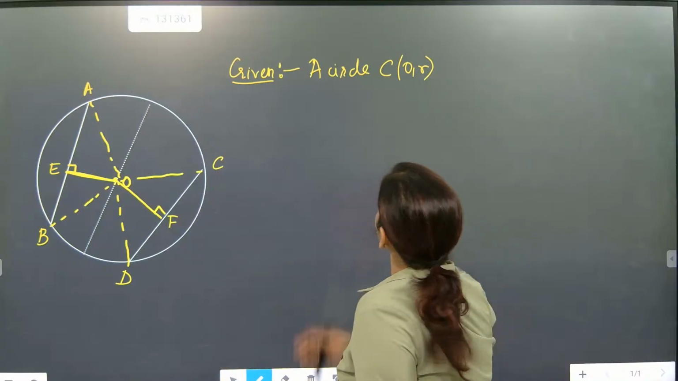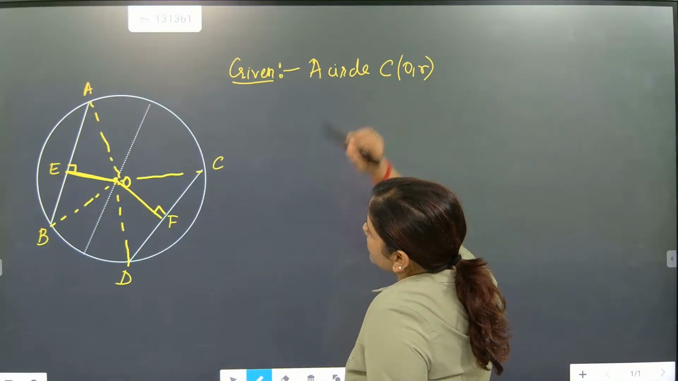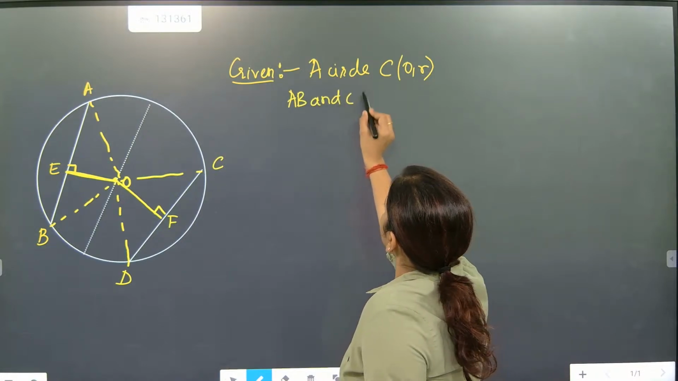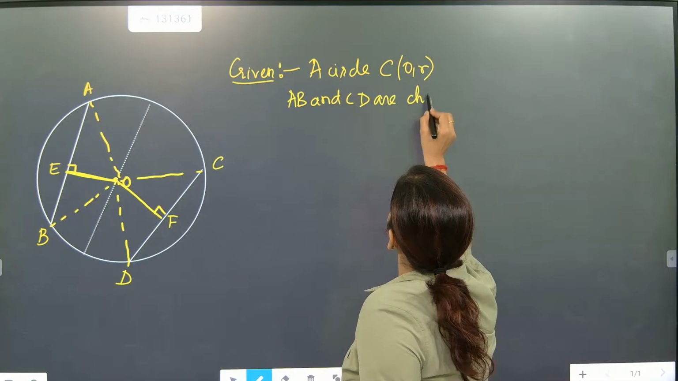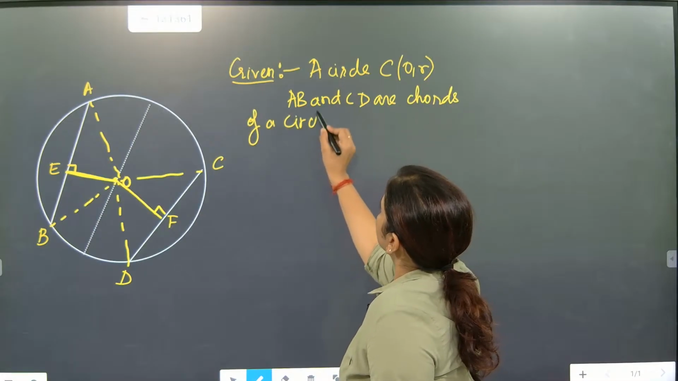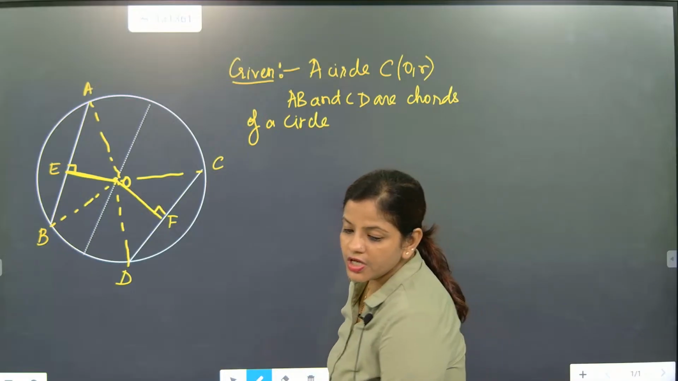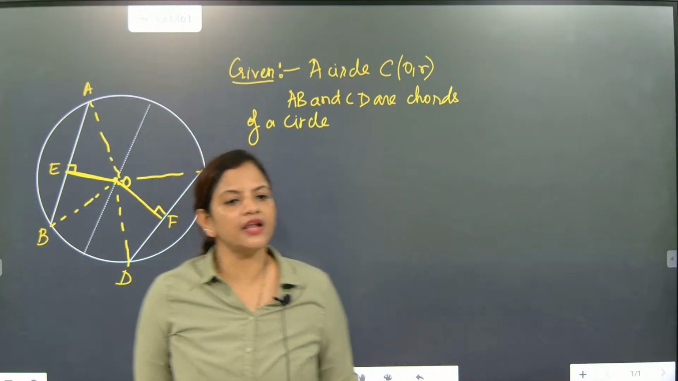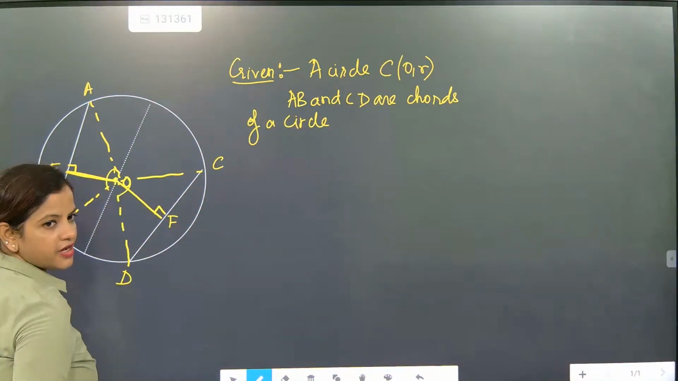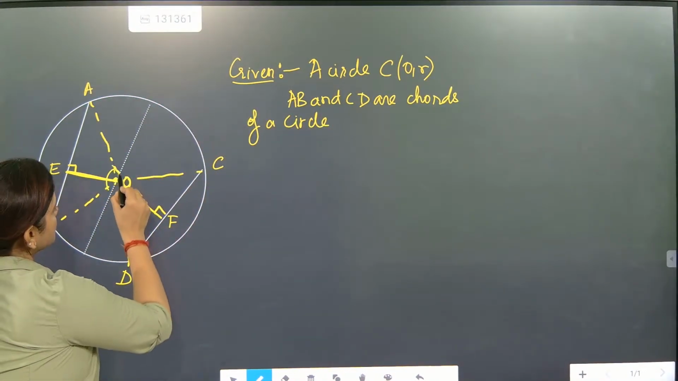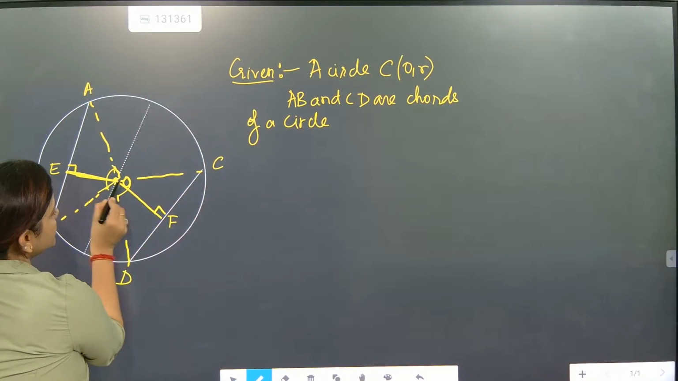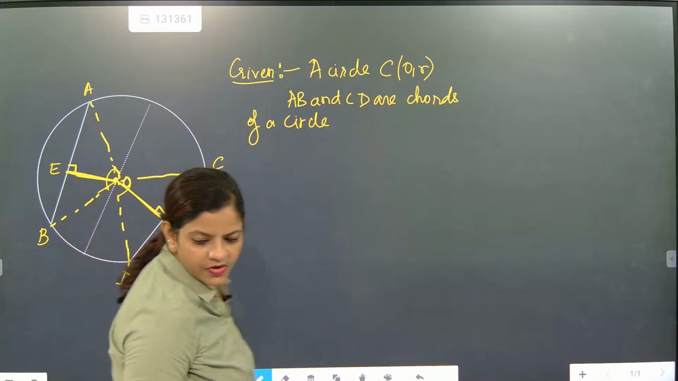You're serious? So a circle C with center O and radius R, AB and CD are chords of a circle. Okay, what is the question? Equal chords of a circle subtend equal angle at the center. So what we need to prove is this angle is equal to this angle. Correct, no? Equidistance means we have to prove OE is equal to OF. This distance we have to make equal.